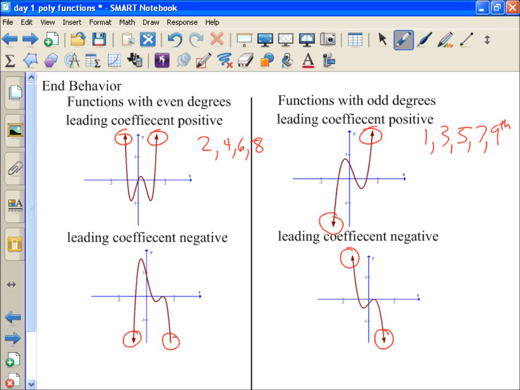If the leading coefficient is positive, for an even, it's up, up. If the leading coefficient is negative, it's down, down. For the odd functions, if the leading coefficient is positive, it's down, up. And if the leading coefficient is negative, it's up, down.